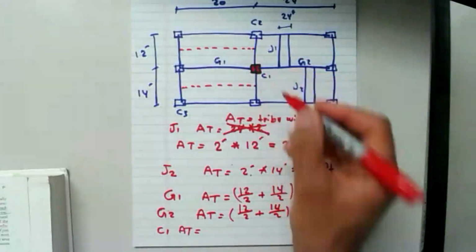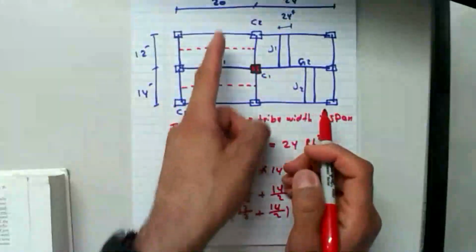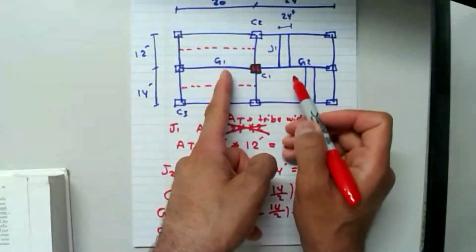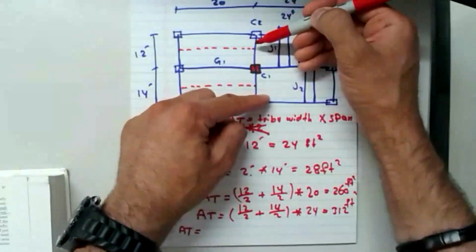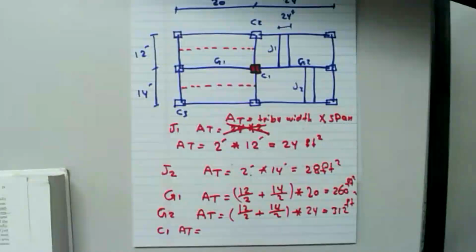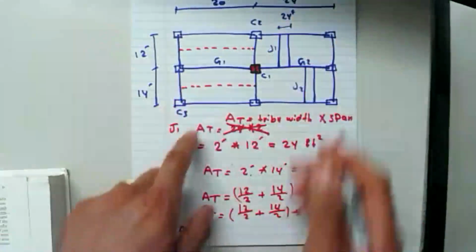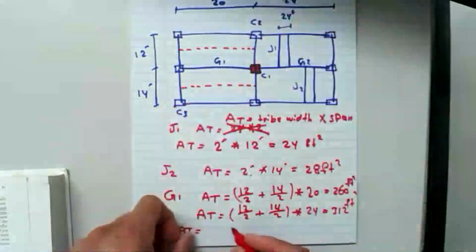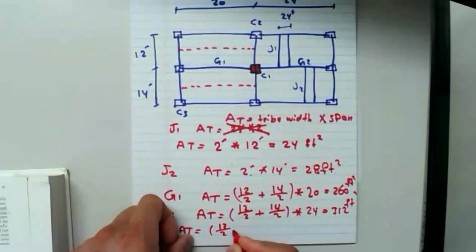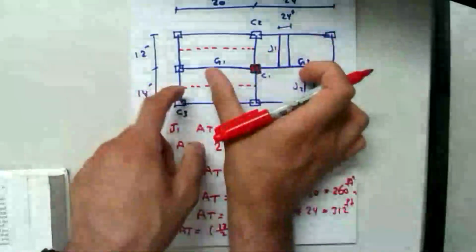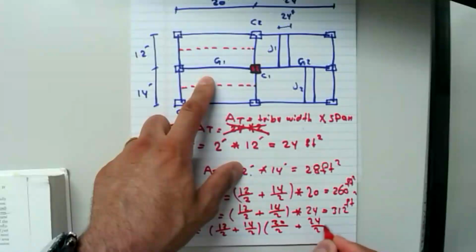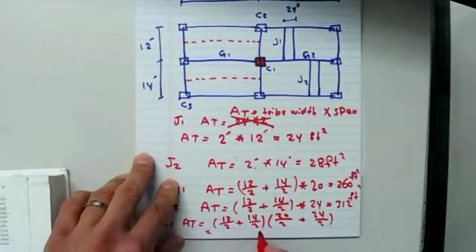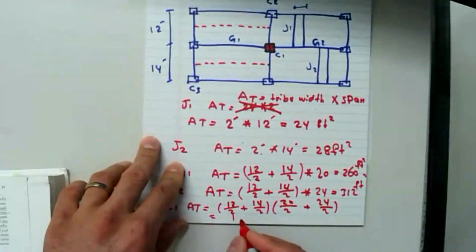So for the column, you take half of the distance from here, half of the distance from here, times half of the distance from here, half of the distance from here. Does that make sense? So if we do that, it means 12 over 2 plus 14 over 2 times 20 over 2 plus 24 over 2, and this gives me 100.